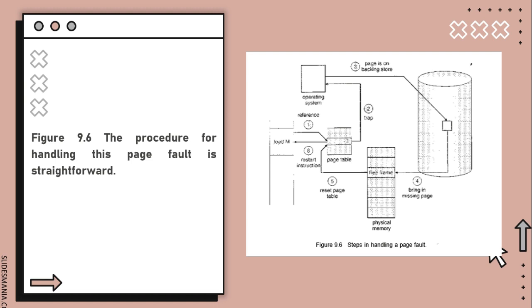As you can see in this picture, it shows the steps in handling a page fault. The procedure for handling this page fault is straightforward. For the next slide, I will explain each step. But what happens if the process tries to access a page that was not brought into memory? Access to a page marked invalid causes a page fault trap. The paging hardware, in translating the address through the page table, will notice that the invalid bit is set, causing a trap to the operating system. This trap is the result of the operating system's failure to bring the desired page into memory.